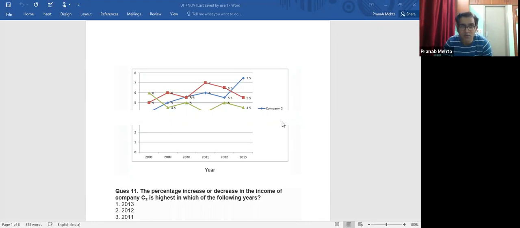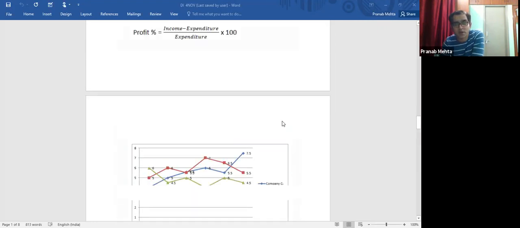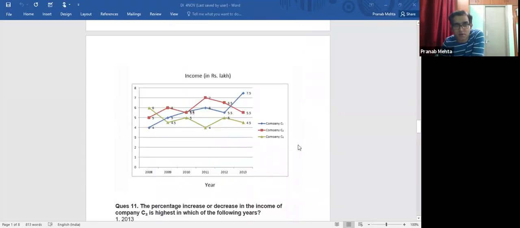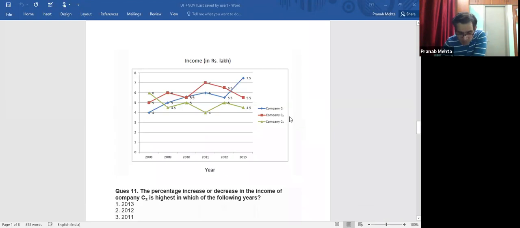Wait, look, this is what happened. Now the diagram is not working. Now it has come. So which one is C3? This is C3. So let us add all the data of C3. We want the average income of C3. Remember, this is an easy question. So it is 6 plus 4.5 plus 5 plus 4 plus 5 plus 4.5. So if you add this, you are getting 29.